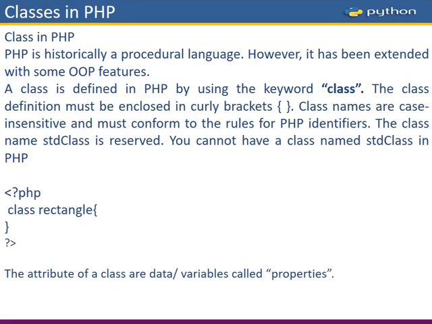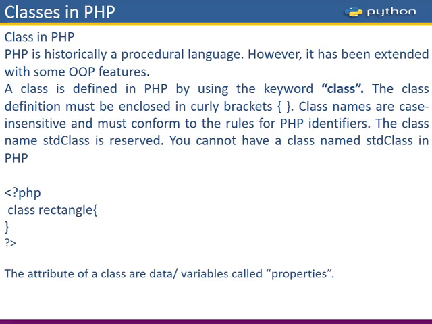So that is for Python. We want to look at classes in PHP. PHP, historically, is known to be a procedural language. But now, however, it has been extended with some OOP features, object-oriented programming features.